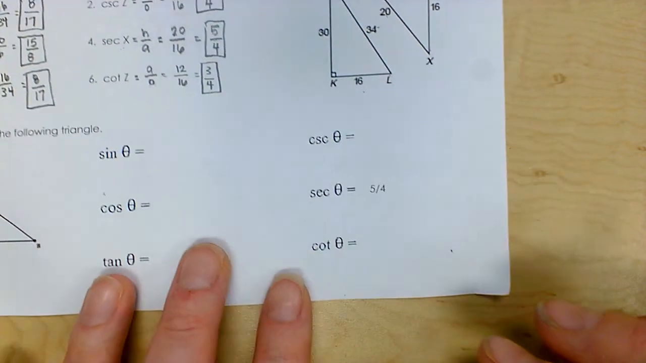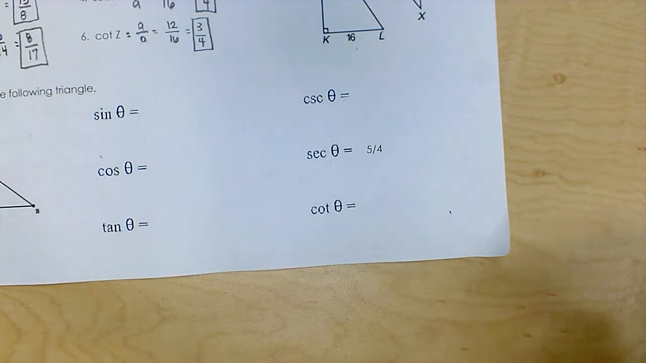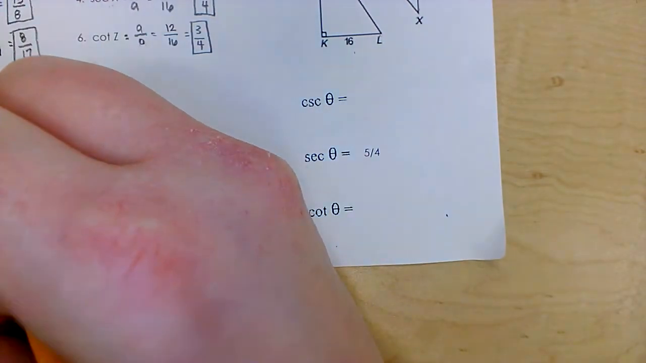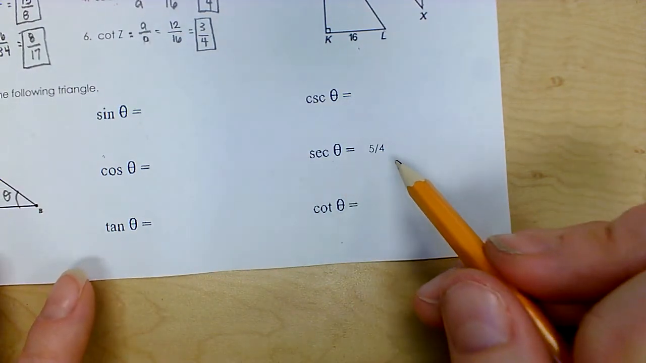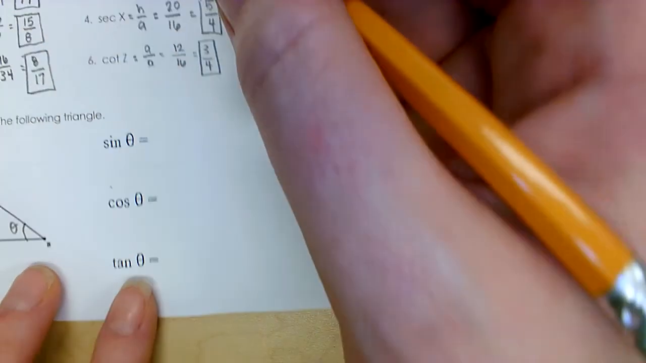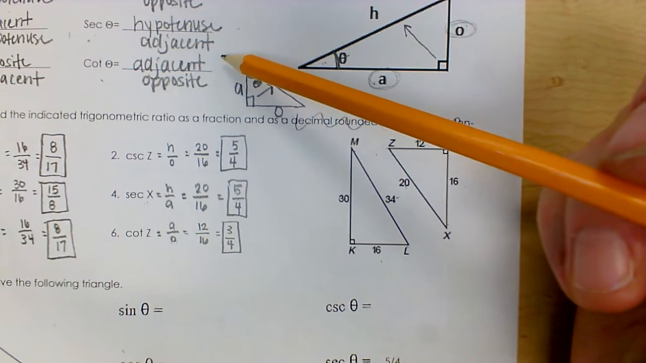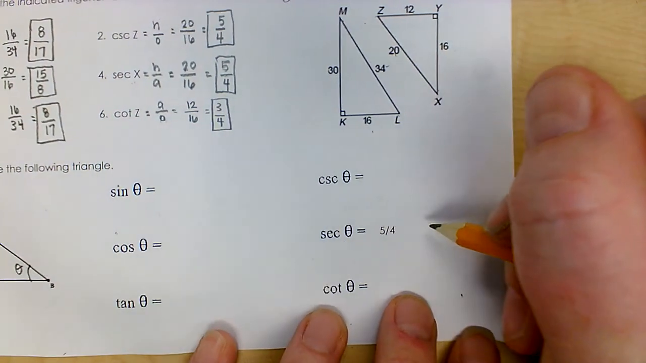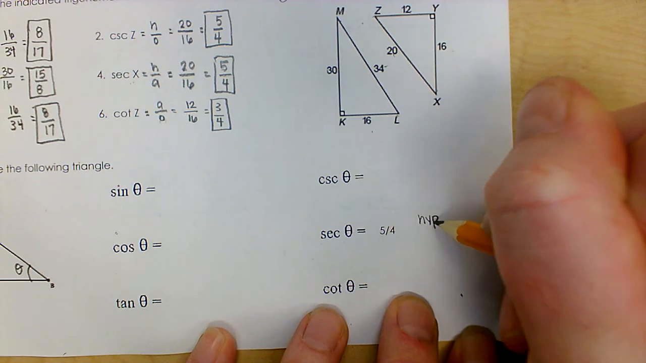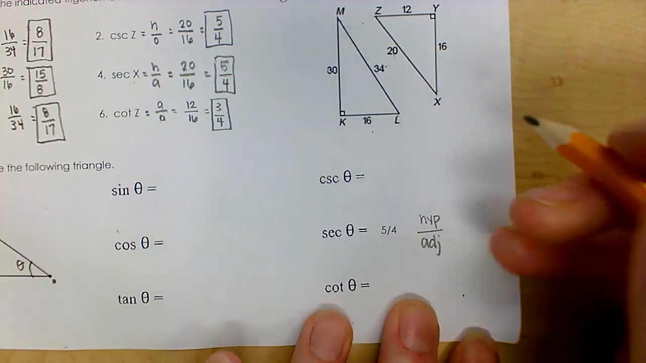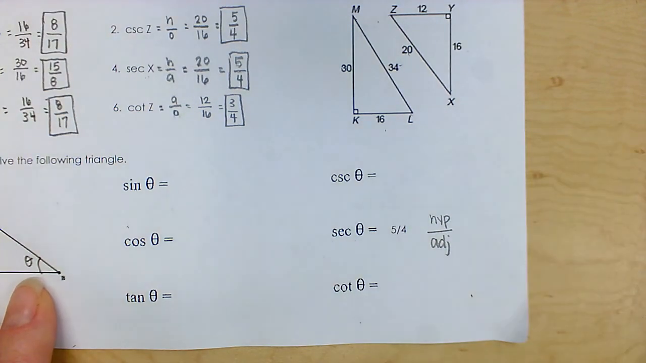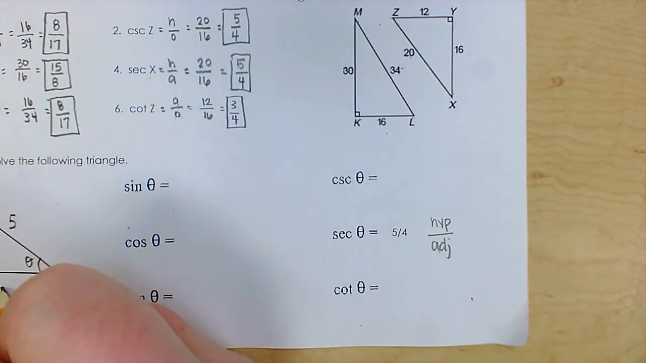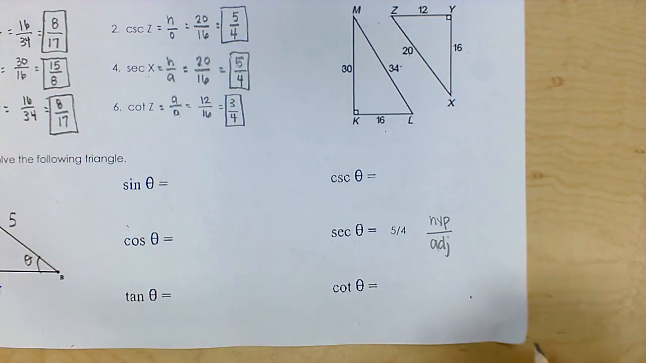All right, so solve the following triangle. So let's look here. We're going to make theta the angle right here. Okay. We know the secant is 5/4. Well, the secant is hypotenuse over adjacent. So from this angle, we know the hypotenuse is 5 and the adjacent is 4, right?